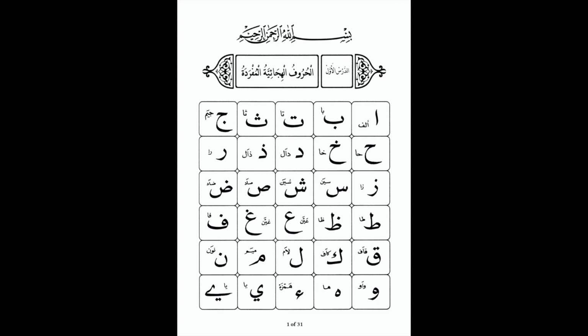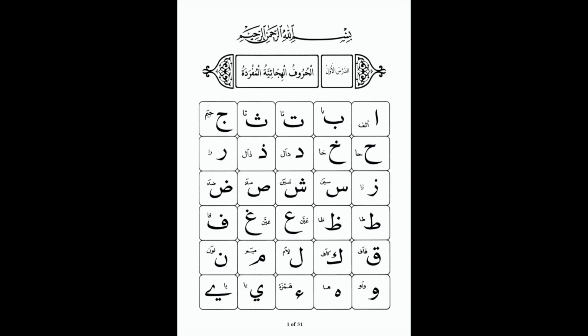Ha from the middle of your throat. If you divide your throat into three parts, the top part, middle part, and the bottom part, ha and ain from the middle of your throat. Ha.